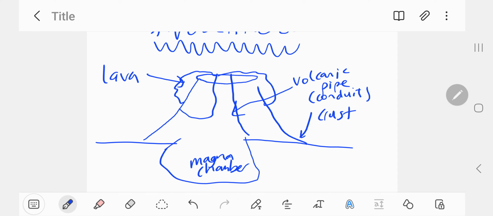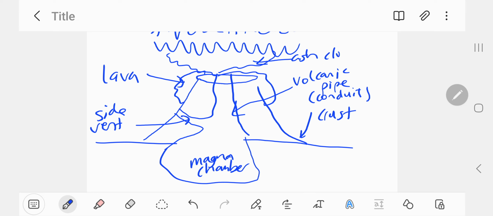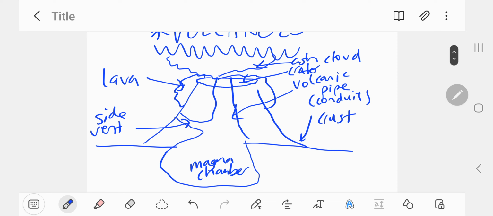You've also got pipes that come out the side of the volcano. These are called side vents. So a side vent, think of an AC vent. It's like a pipe through which fluid can flow. In this case, it's magma. And what spews out of a volcano is called an ash cloud. Gas and particles. This region here, the top, is called the crater. And that's a sketch of a simple volcano.